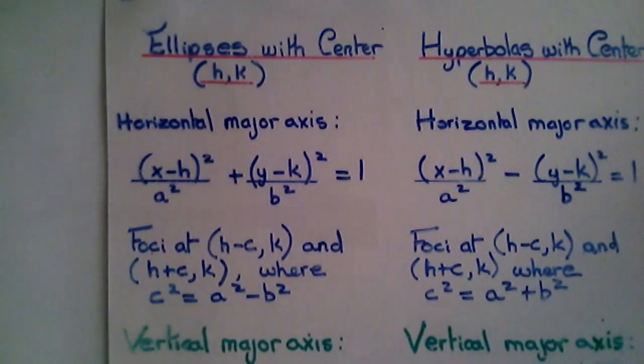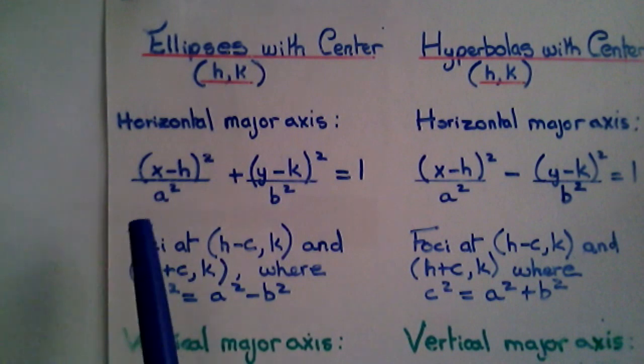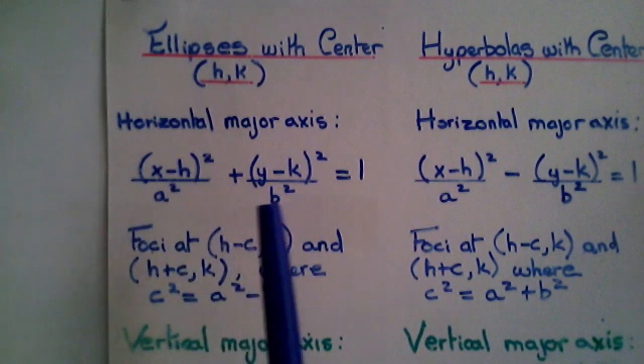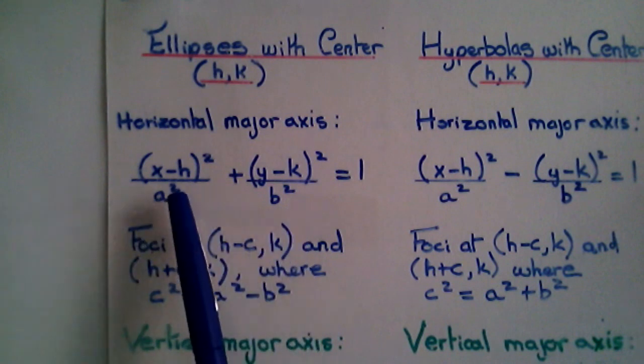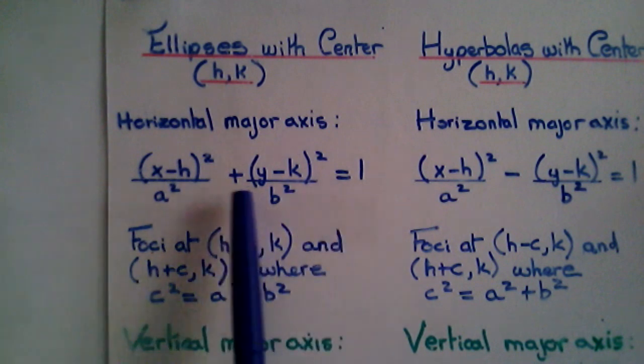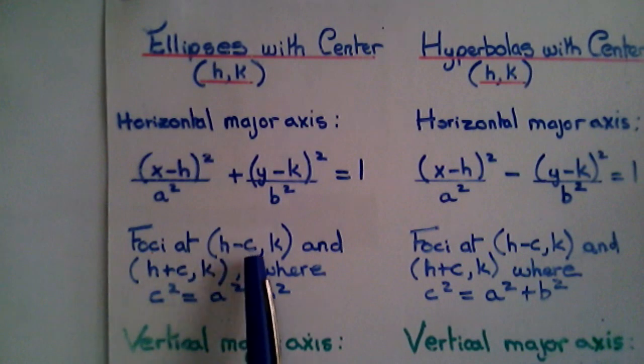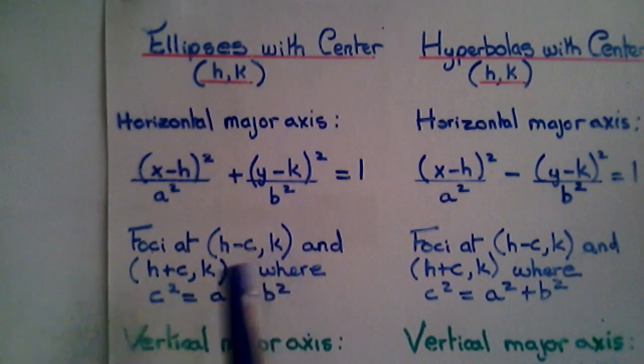Here, the center is going to be (h, k) instead of (x, y). So for an ellipse, instead of just being x squared over a squared plus y squared over b squared, now we have the x minus h and the y minus k. It's an ellipse, it's equal to 1, and it has a plus. Now, because we've moved it off the origin, the foci are not just going to be from the origin. Here, you would have (h minus c, k) and (h plus c, k).